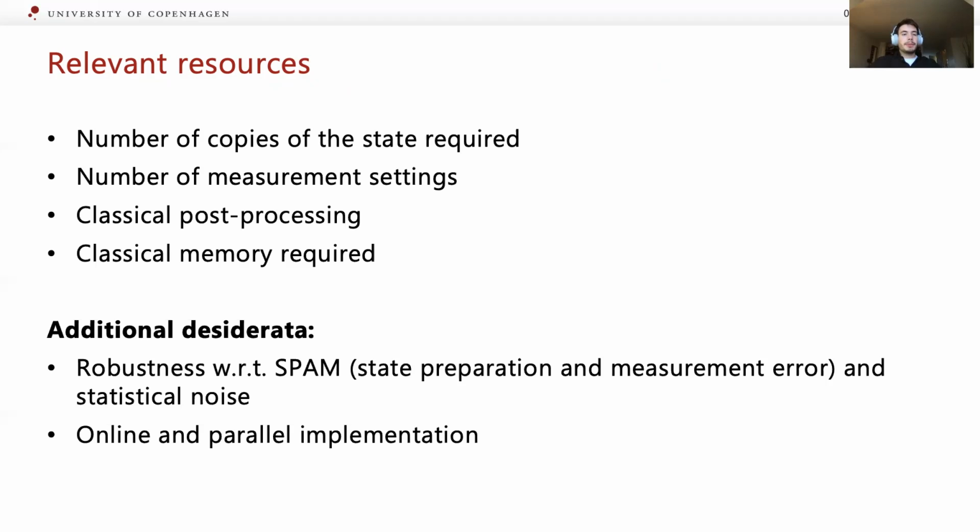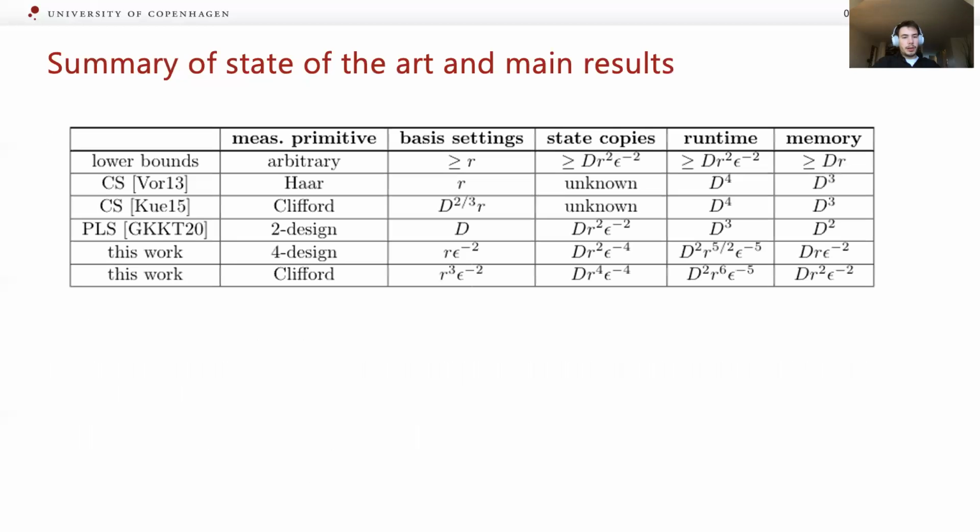It might also be desirable for the algorithm to be online. That is, while we're still acquiring the data, we can already start doing the post-processing. This could significantly speed up the time required from measuring to actually obtaining a classical description. And we want the measurements we have to perform to be as simple as possible from an experimental point of view. So let's discuss how well our algorithm does.